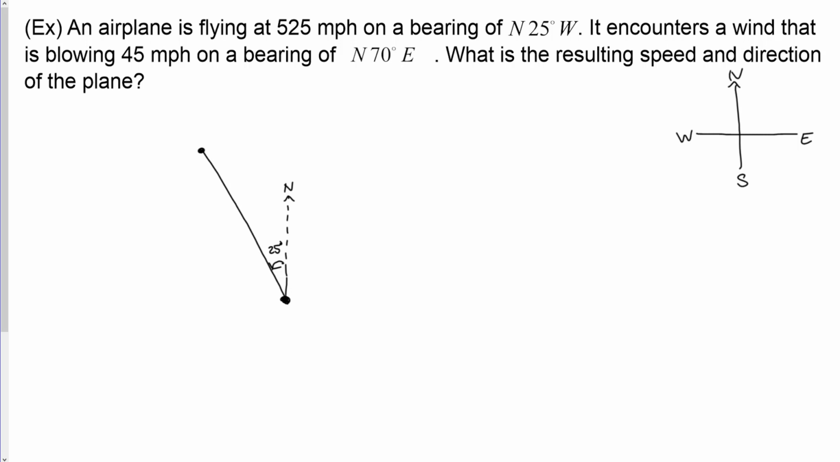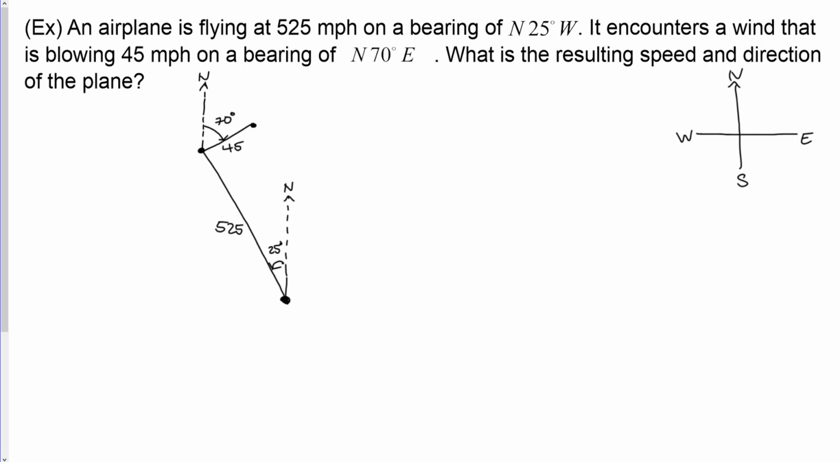Now, it encounters a wind that is blowing 45 miles per hour on a bearing of north 70 degrees east. So, I need to write in this is 525 miles per hour. So the next bearing is north 70 degrees east. So 70 degrees east would be like that approximately. So it's going to go that direction.